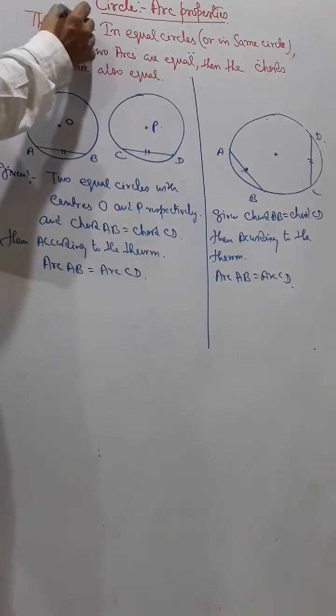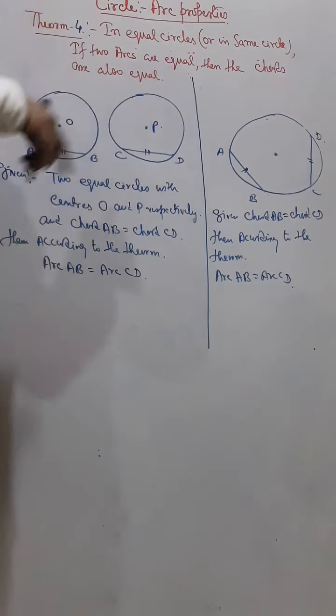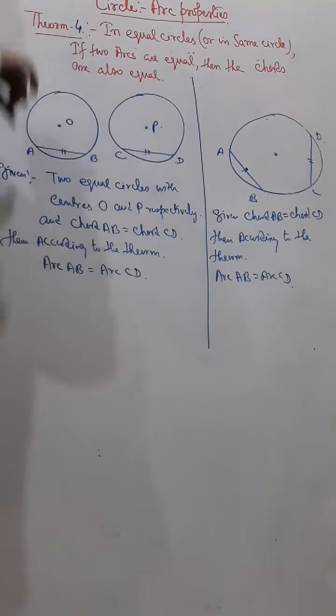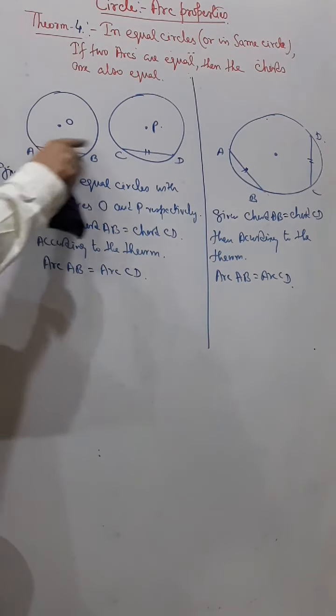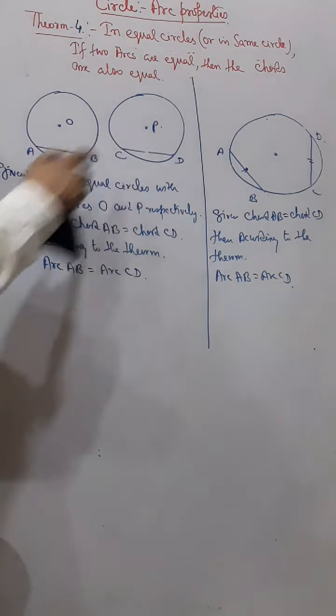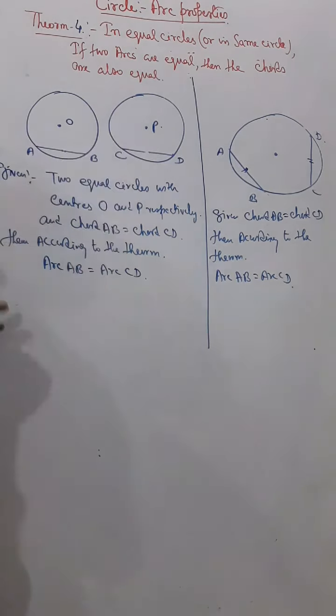Okay, now this is theorem 4. That is in fact again the converse of theorem 3. Now here what they told, in equal circles or in the same circles, if two arcs are equal, then their chords are also equal. So here the arcs are equal, they have given. So two arcs are equal. So that means it is given two equal arcs.